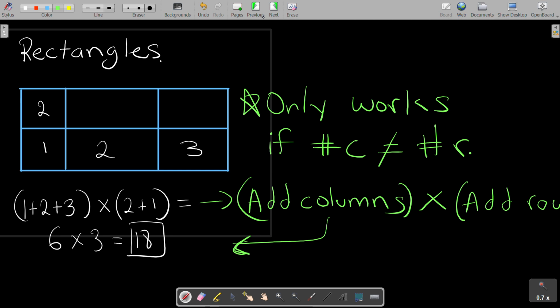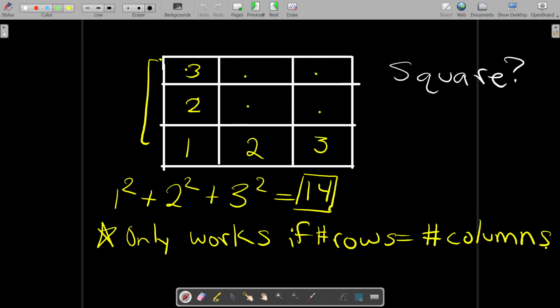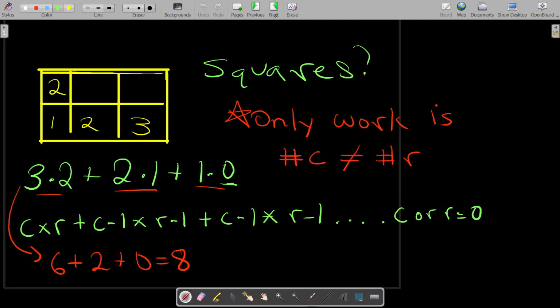Okay, so let's review. Let's start from this. If we have an equal number of rows and columns and they're asking us to find the number of squares, we would just take the number of columns and square each number. So we do 1 squared plus 2 squared plus 3 squared if there are 3 columns, and then we would add them up.